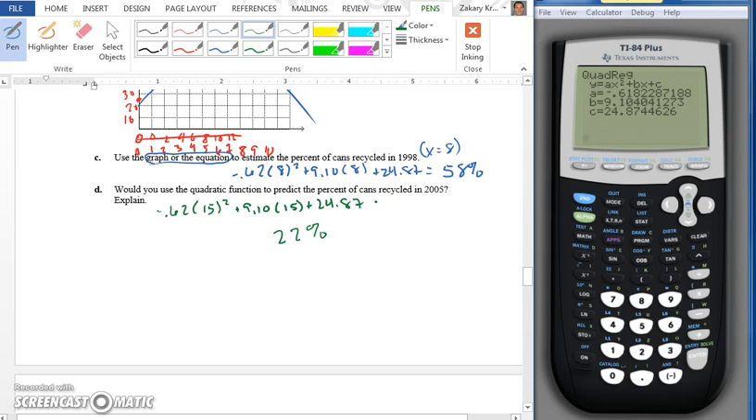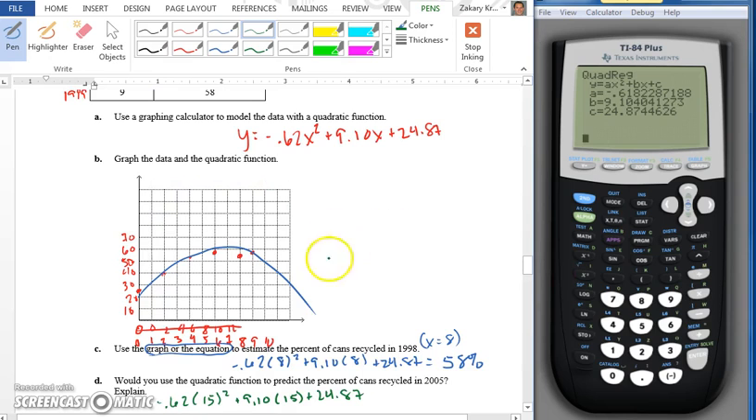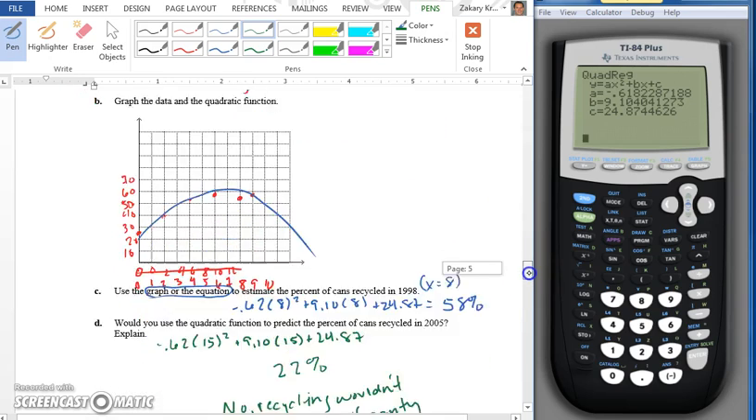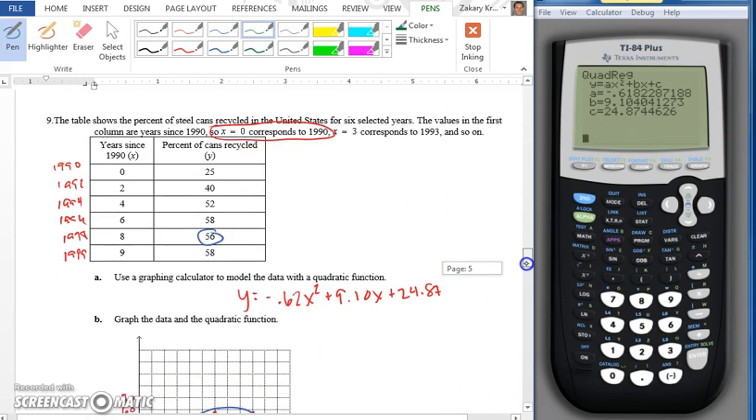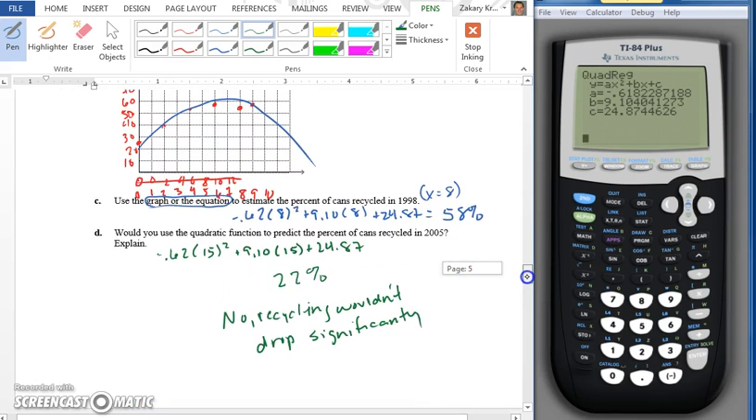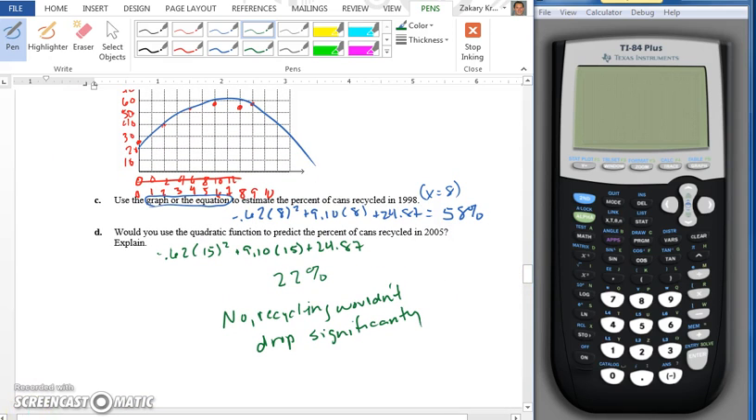Now, would you use that quadratic function? Thinking in a real world situation here, you probably wouldn't, because recycling wouldn't drop that much. We know that recycling wouldn't drop significantly. Because you're saying that over time, eventually we're going to get to the point where we start doing negative recycling. Somewhere it's just going to top off and keep going. But with the data that we're given and the domain and the range, it comes out to be 22. So just make sure you give an explanation of why or why not you would use that data.